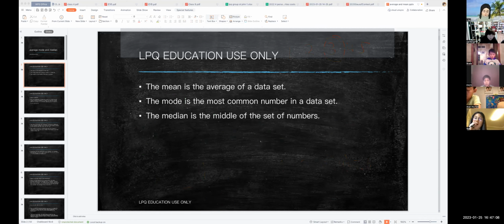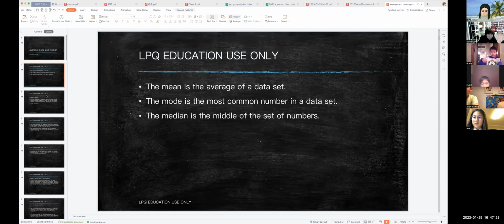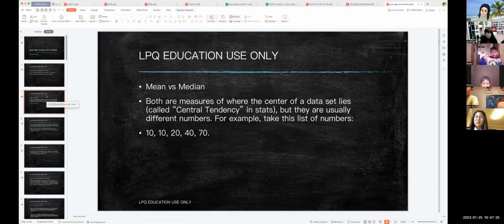Remember. Okay, so everybody, let's take a look at this one. Do you all understand what mean, mode, median are? Okay, all understand. Okay, very good. So let's move forward. Ah, no, what happened? Come on.